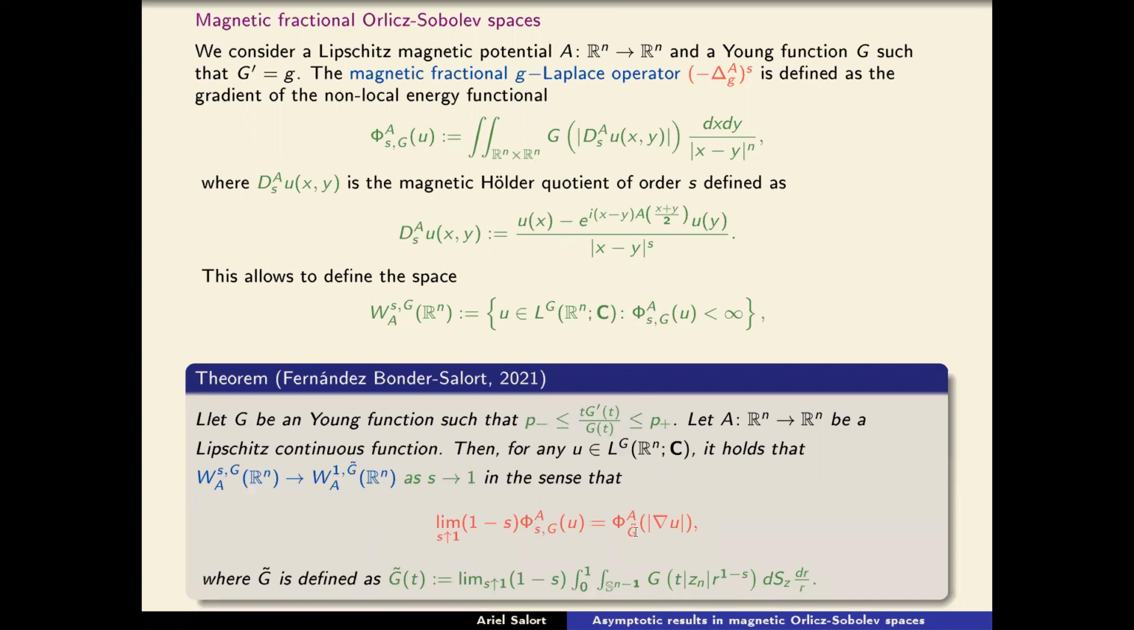Yes, the function G̃ is given by this formula, which is the same as before, because when A is equal to 0, you recover the previous result. Yes, and of course, when A is equal to 0 and G is a power, you recover the result by Bourgain, Brezis and Mironescu.